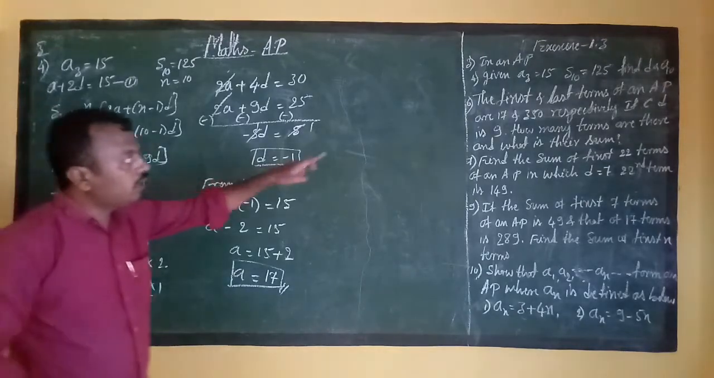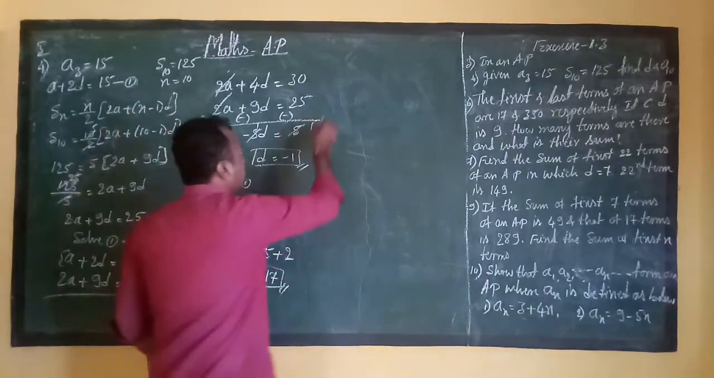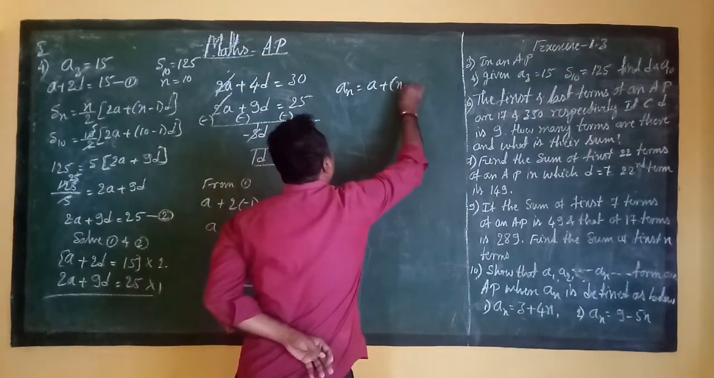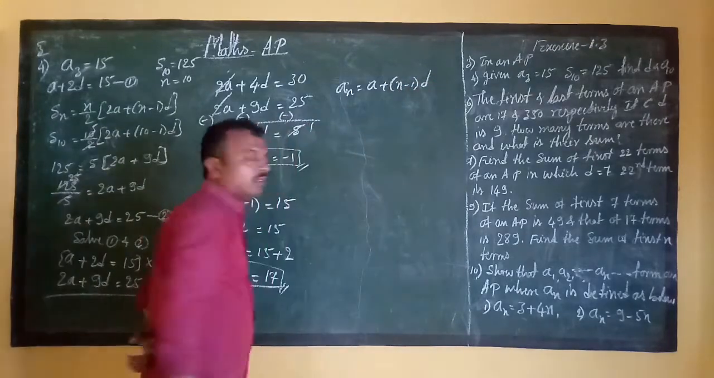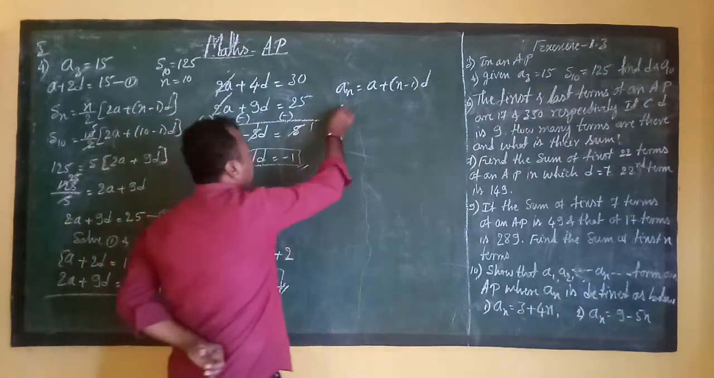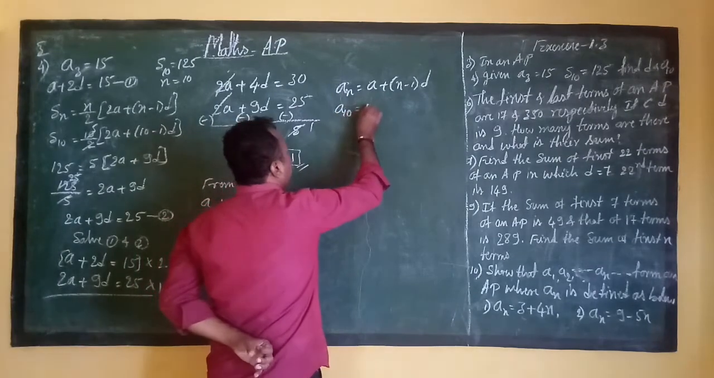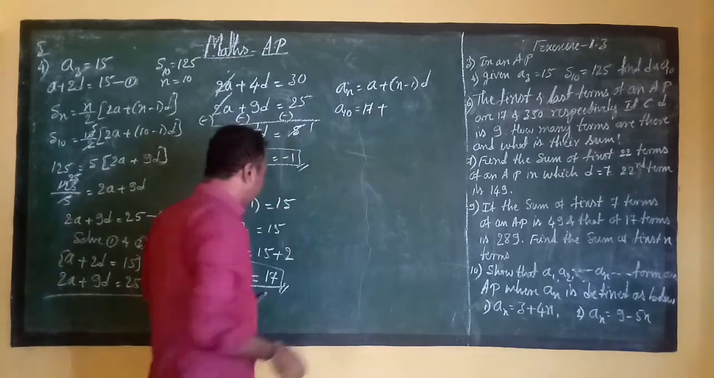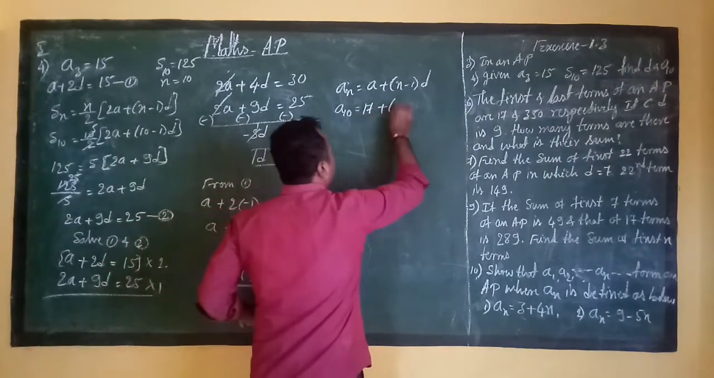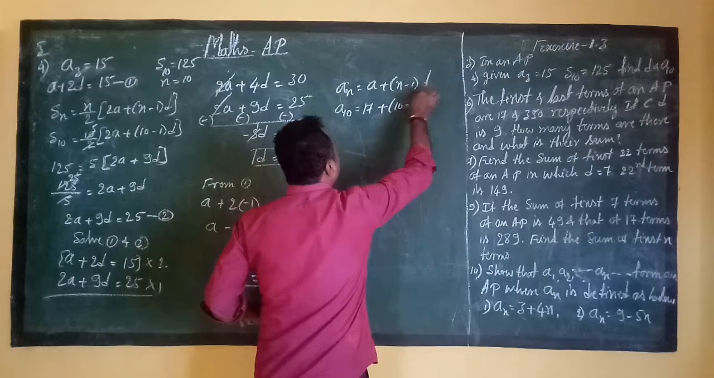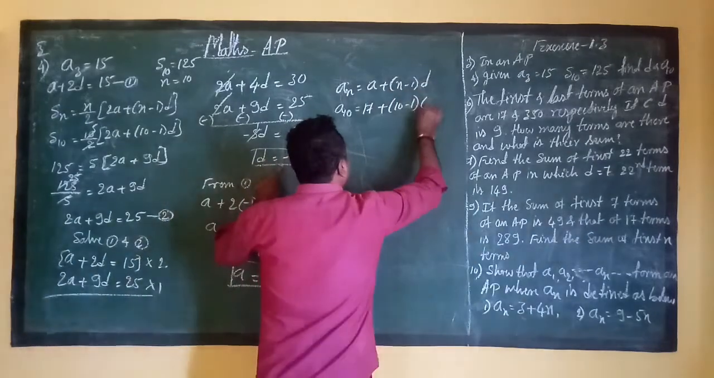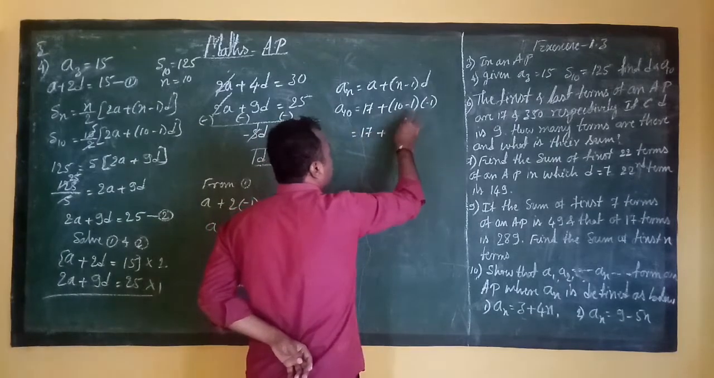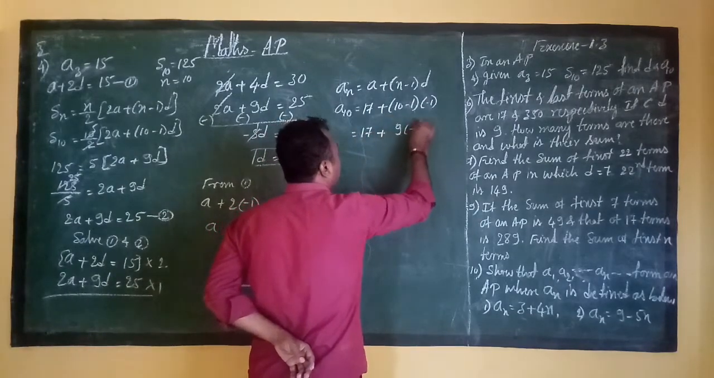So now we have to calculate a10. a10 means an is equal to what? an is equal to a plus n minus 1 into d. This is the formula of the nth term of an AP. So we have to calculate a10. a we already found out as 17, plus n means 10, minus 1, into d, the common difference is minus 1. Then 17 plus 10 minus 1 is 9, 9 into minus 1.